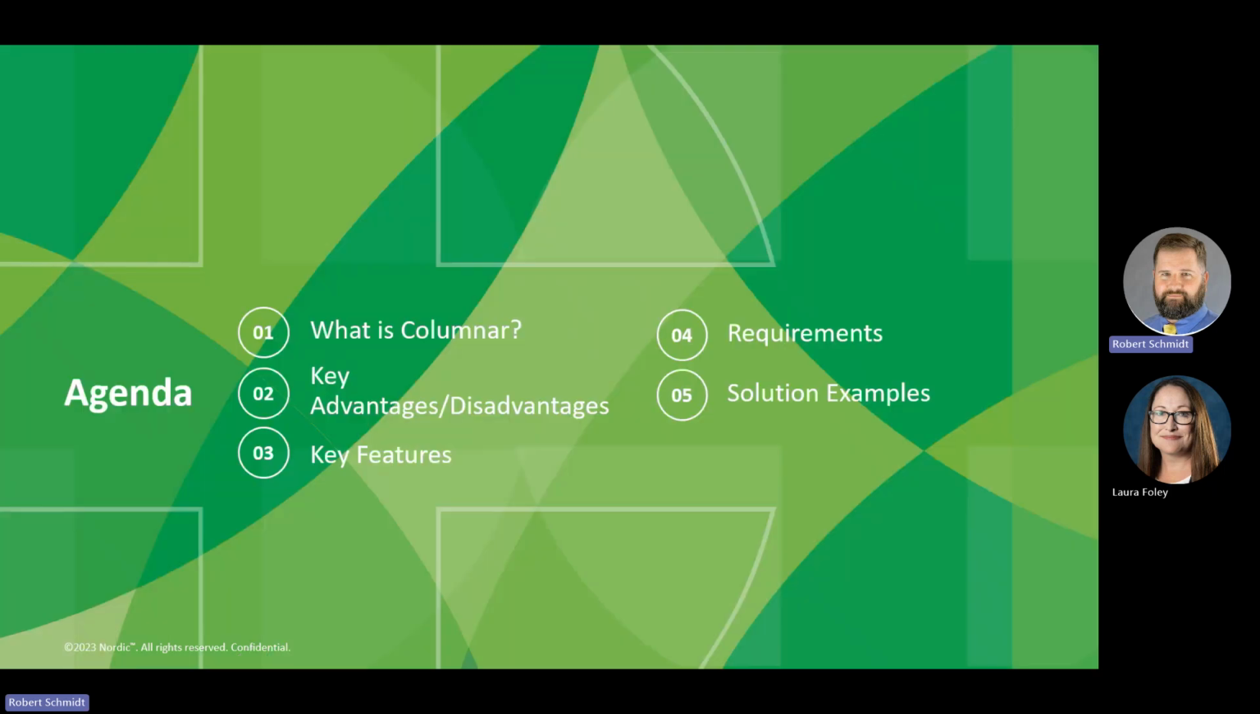Thank you, Laura. So we're going to go in today and be looking at Columnar. First, we're going to start with what is Columnar. We're then going to go into what are some key advantages and disadvantages of using Columnar. We're going to touch on some key features and working with Columnar. We're also going to look at some requirements. So what do you need to have in order to be able to utilize a Columnar solution? And then finally, we're going to look at two solution examples that were provided by Nordic to clients.